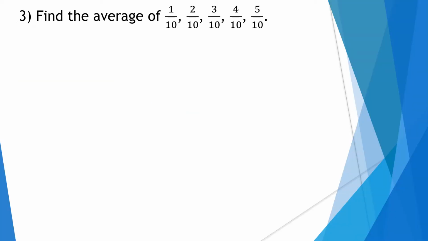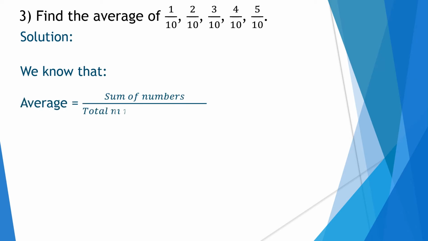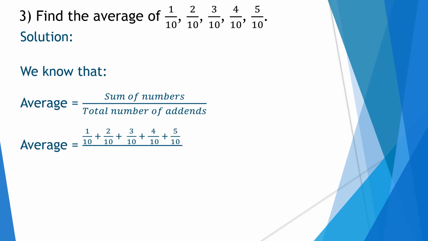Let us solve one more question. Question number 3. Find the average of 1 upon 10, 2 upon 10, 3 upon 10, 4 upon 10 and 5 upon 10. Write the solution. We know that average is equal to sum of numbers upon total number of addends. First, write the sum of all the given numbers, which is 1 upon 10 plus 2 upon 10 plus 3 upon 10 plus 4 upon 10 plus 5 upon 10. Then count the total number of addends, 1, 2, 3, 4 and 5.